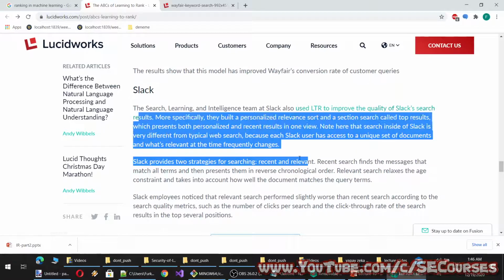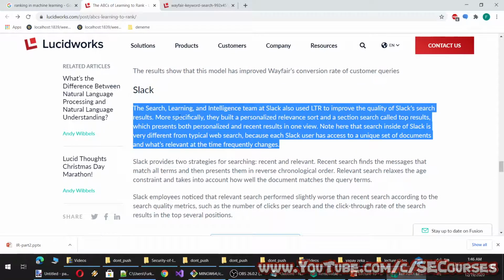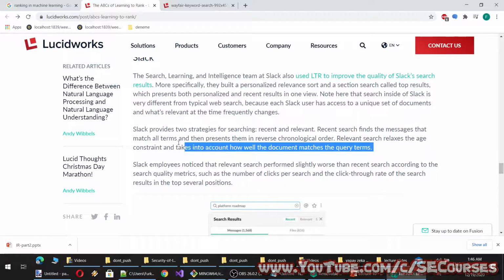Slack. The search, learning, and intelligence team at Slack also used LTR to improve the quality of Slack's search results. More specifically, they built a personalized relevance sort in a search section called Top Results, which presents both personalized and recent results in one view. Note here that search inside of Slack is very different from typical web search because each Slack user has access to a unique set of documents and what's relevant at the time frequently changes.